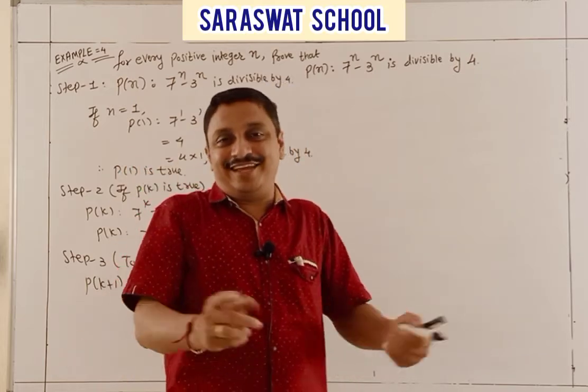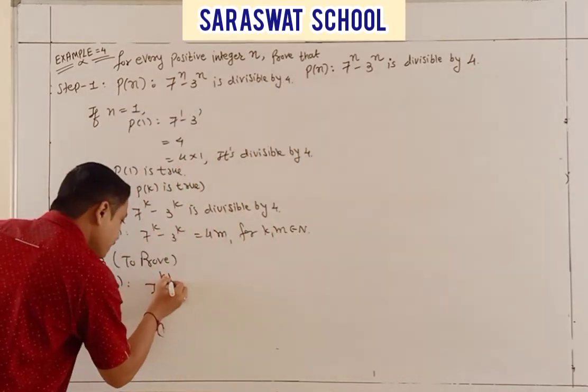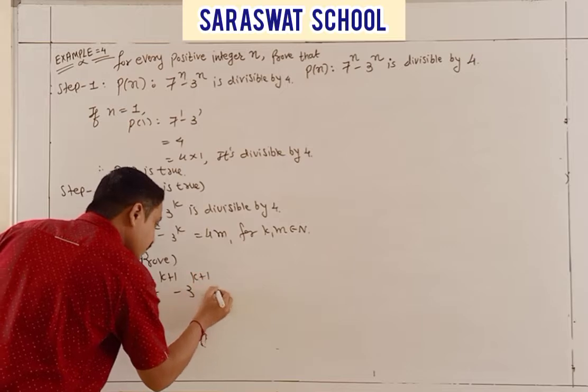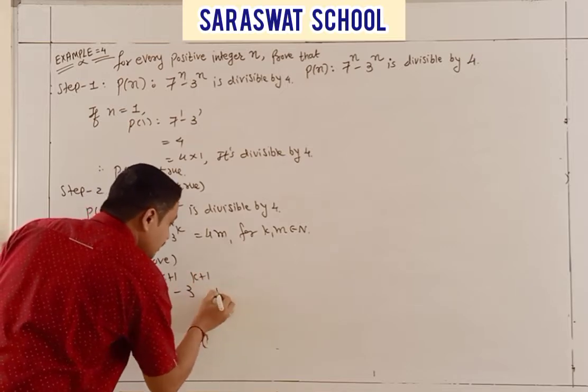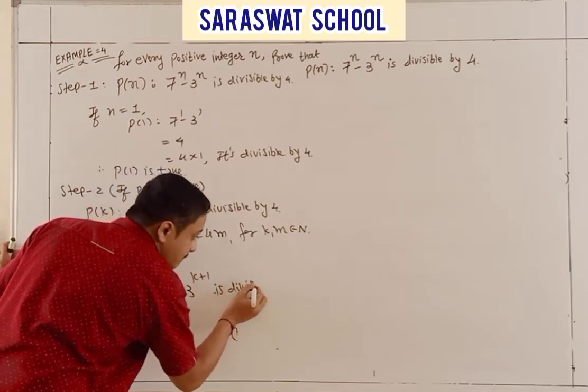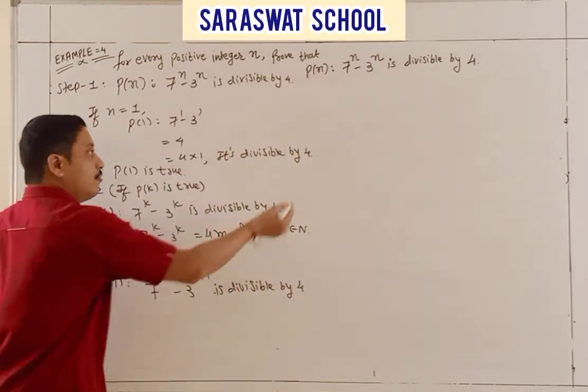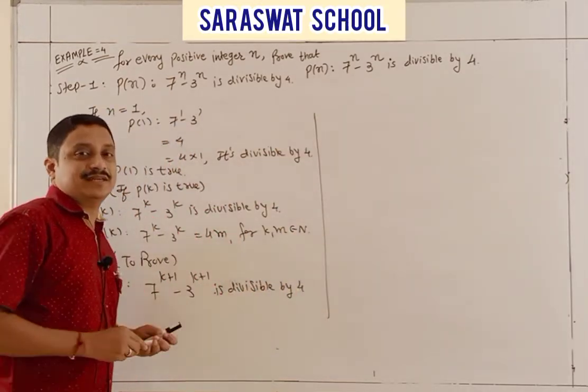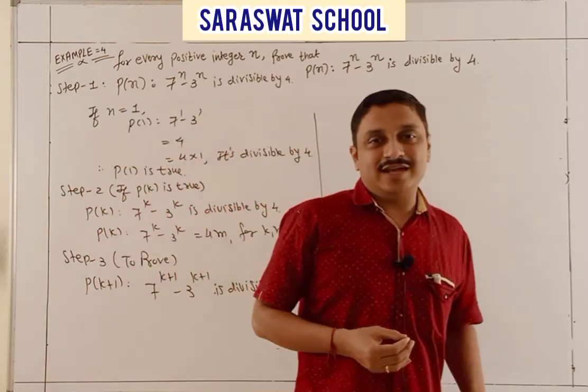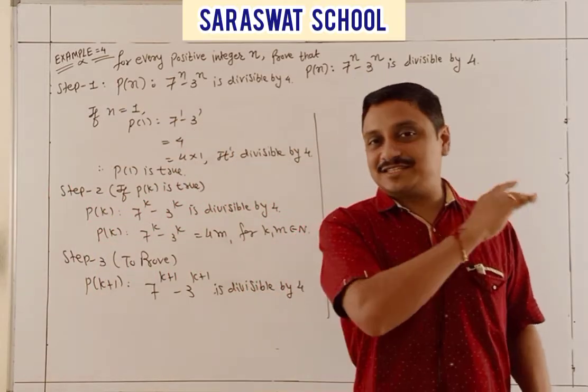That's step 3. So here, k plus 1: 3 raised to k plus 1 here is divisible by 4. Now I prove that respectively, utilize step 2, and happily we are done with our last step.